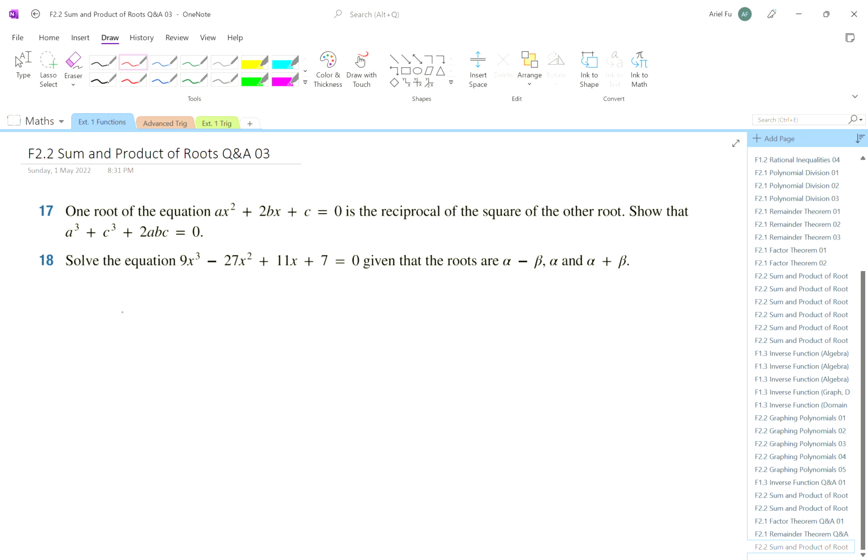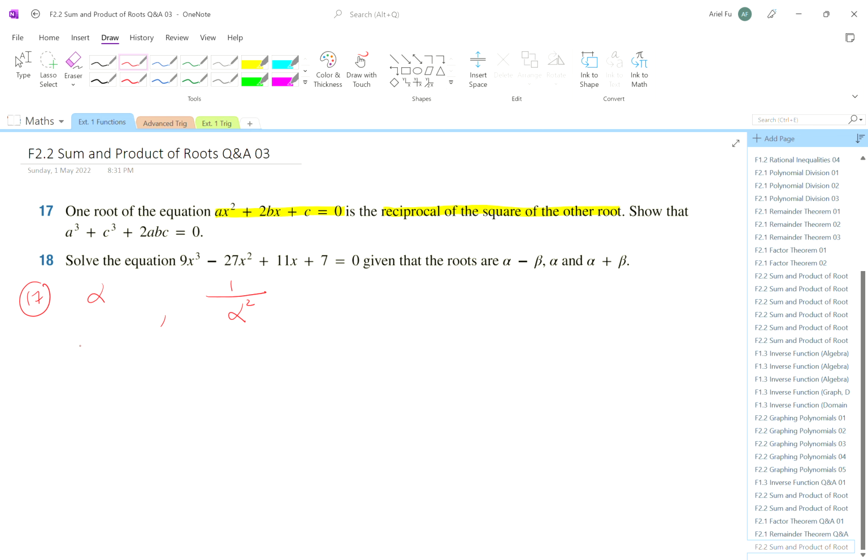Let's look at question 17 in this video. So we've got this quadratic equation, and we know that one of the roots is the reciprocal of the square of the other root. That means if one of the roots is alpha, the other root has to be the reciprocal of the square of alpha. That's basically translating the words into math.